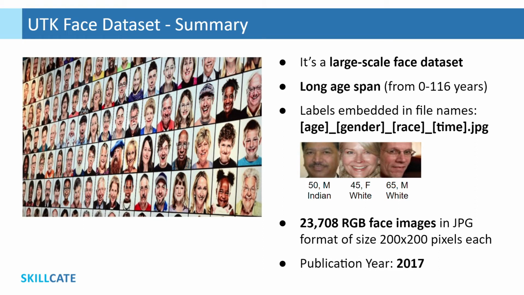UTK Face is a large-scale face dataset published in the year 2017. It covers a long age span across 1 to 116 years. Image labels are embedded in file names as per this nomenclature that you see. So we have age, gender, and race separated by underscores. In terms of dataset size, we have 23,708 RGB images.